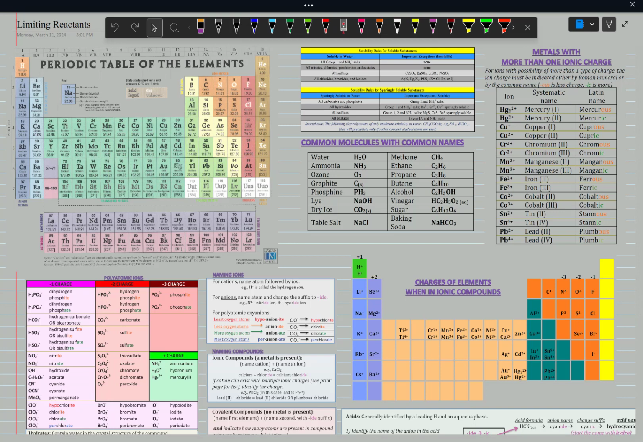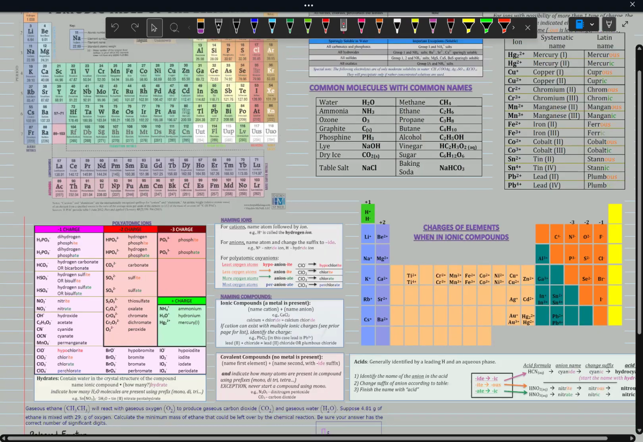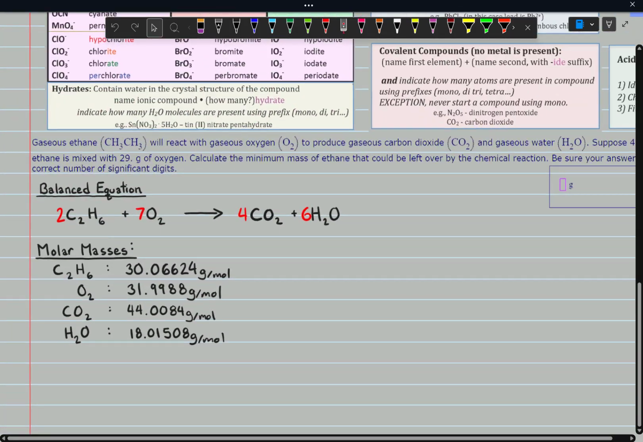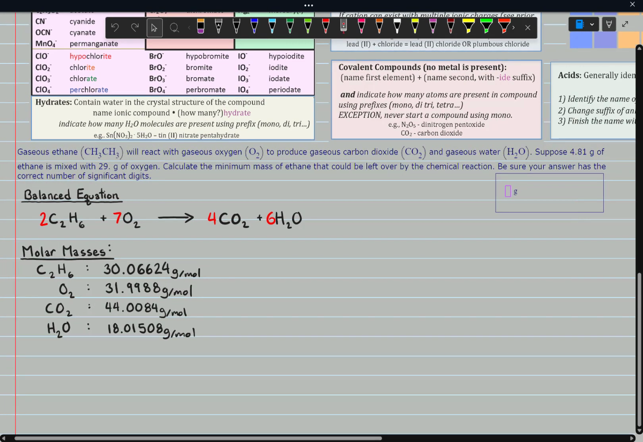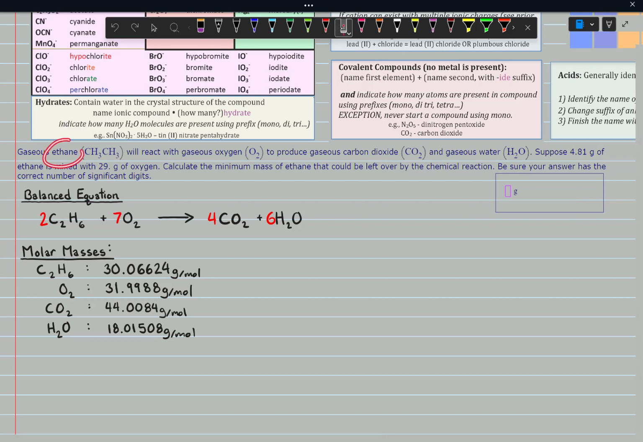This one is a little simpler than the last two. It's just making sure that we understand how to find the limiting reactant of a chemical reaction. So we have a chemical reaction between ethane and oxygen, and it's producing carbon dioxide and water. So ethane and oxygen are the reactants, and carbon dioxide and water are the products.